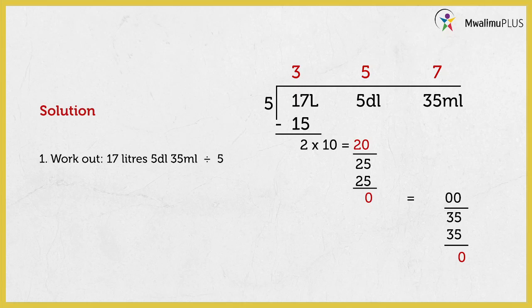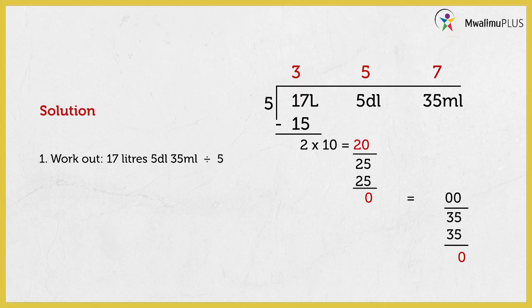Then you ask yourself, if I take 3 and multiply by 5, what do I get? You get 15, right? Now what do you do with 15? Well, you write 15 under 17, then you indicate the take away sign, or subtraction sign. Then you subtract 15 from 17, which will give you 2. The remainder will be 2. Now what do you do with the 2? Because it's 2 liters that remain after doing your subtraction.